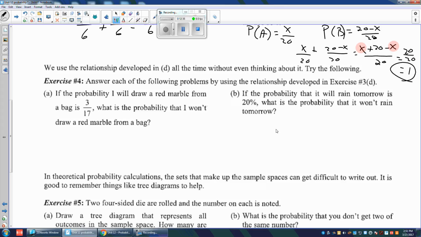Answer each of the following problems using a relationship developed in exercise 3D. If the probability I pick a red marble from a bag is 3 out of 17, what's the probability I won't draw a red marble? What's left over? 14 out of 17.